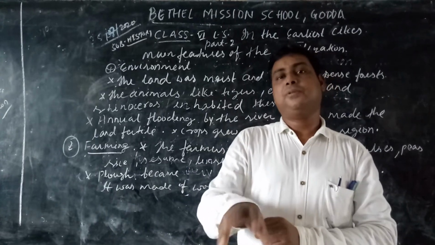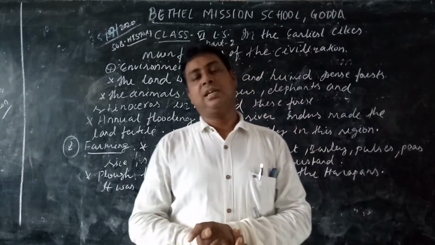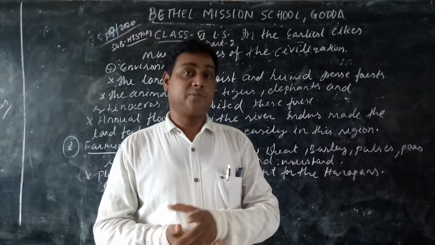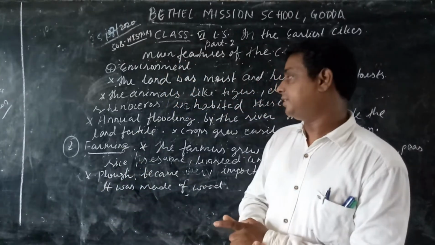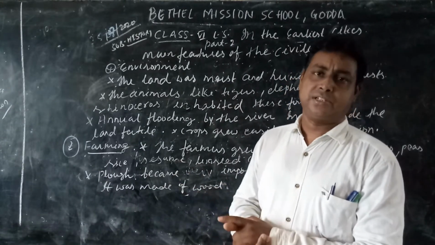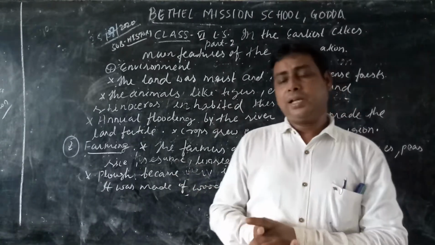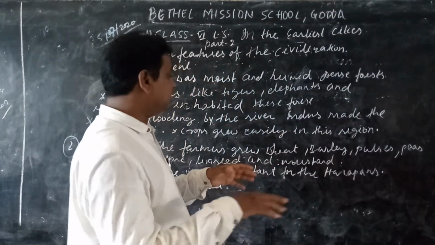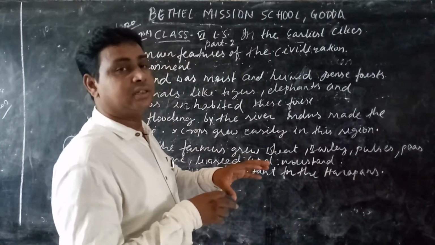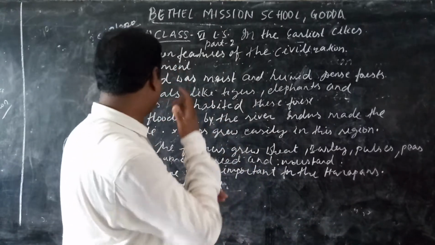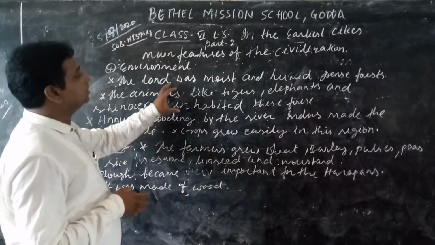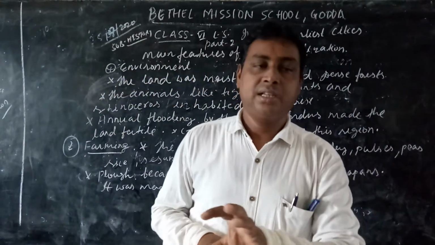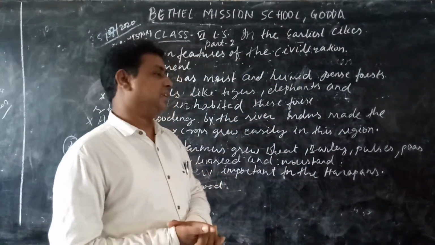That's why people were able to grow crops, and all types of grains. So they were able to survive. The soil was very fertile, and in the area where people were settled, crops grew easily in this region, and they grew different types of grains.